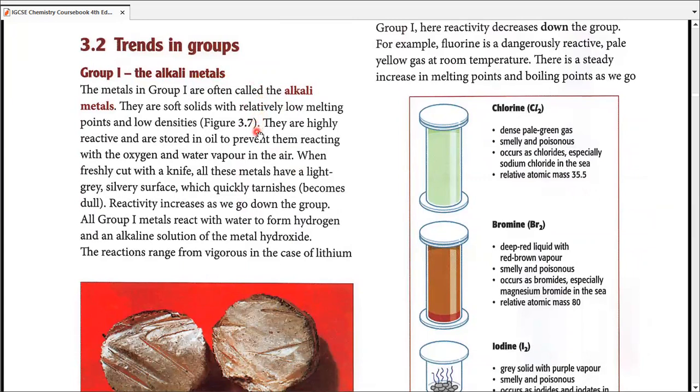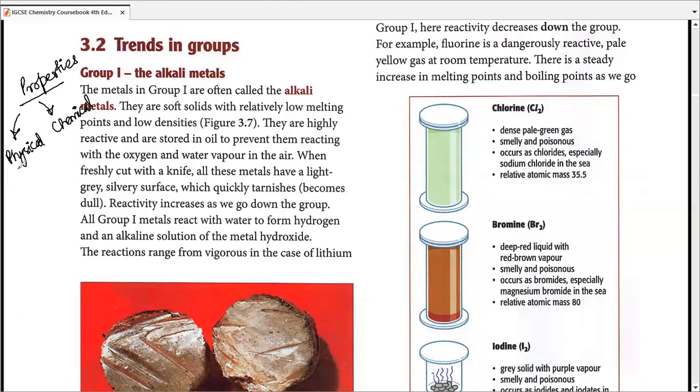Now, from this portion onwards, we're not going to just discuss the trends. If you look at the past 10 years' papers from these portions, you will find that most of the discussion is about the properties of elements in group 1, the alkali metals. And those properties are actually bifurcated into two types. Number one, physical, and number two, chemical.